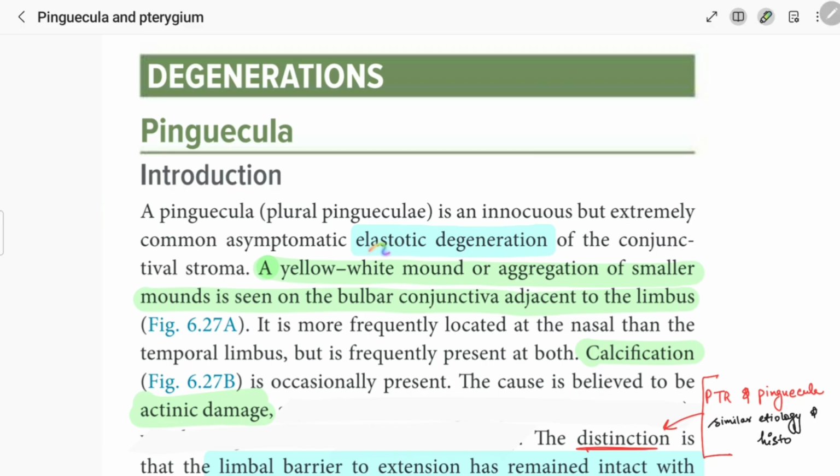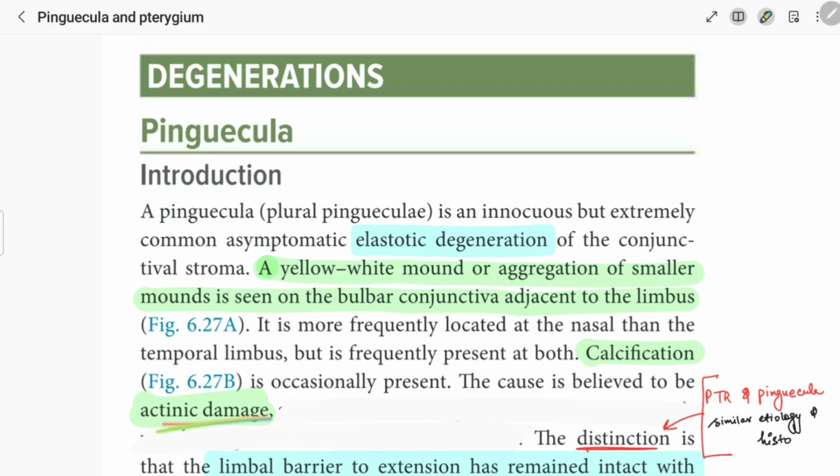So, pinguecula is basically asymptomatic elastotic degeneration of the conjunctival stroma. A yellow-white mound or aggregation of smaller mounds may be seen on the bulbar conjunctiva just adjacent to the limbus. It can be nasal, more frequently it is nasal. It can be temporal, or it can be present both at the nasal or temporal bulbar conjunctiva. We may even see calcifications there, and the etiology of pinguecula is believed to be due to actinic damage.